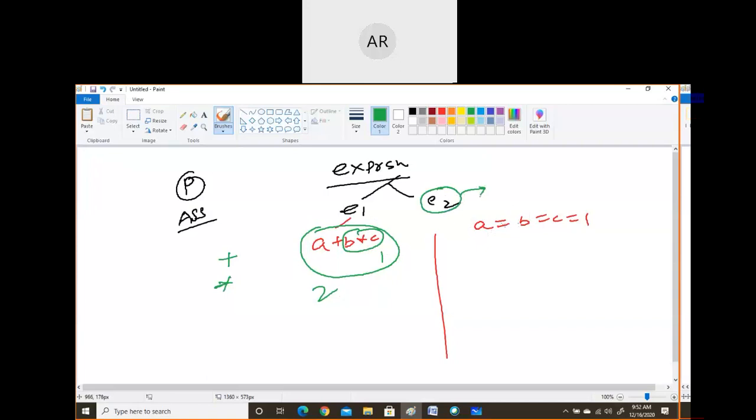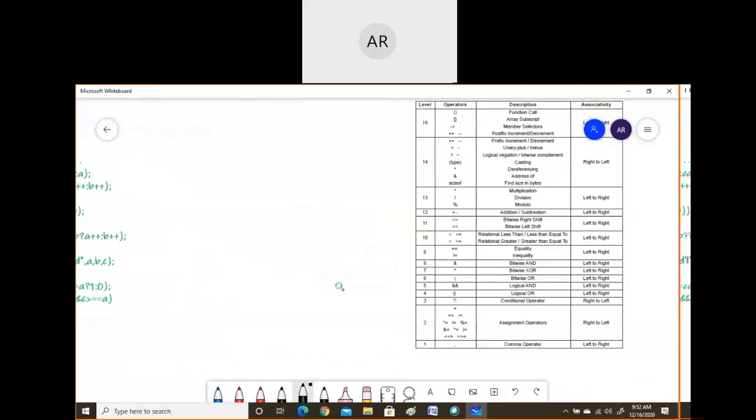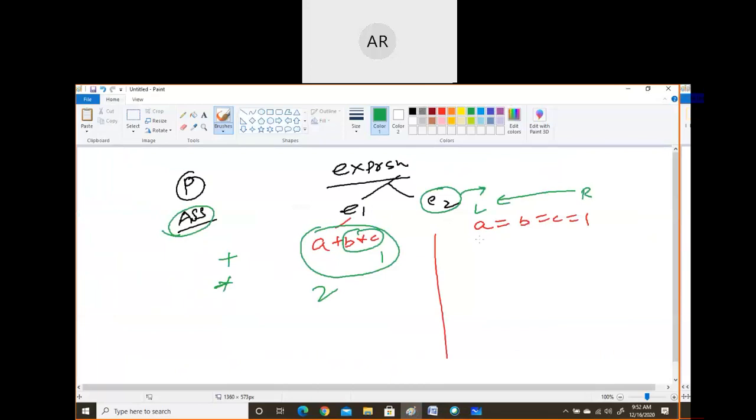In this case the equal operators have the same priority, right? So in a given expression, whenever two operators have the same priority, then we go for the associativity concept, right? So equal to has a right to left associativity. This equal has a right to left associativity. We can see in this table, right? The equal has a right to left associativity.